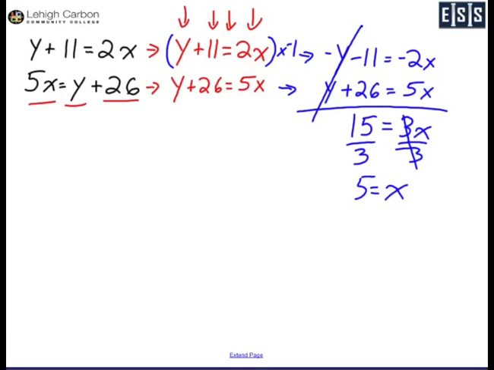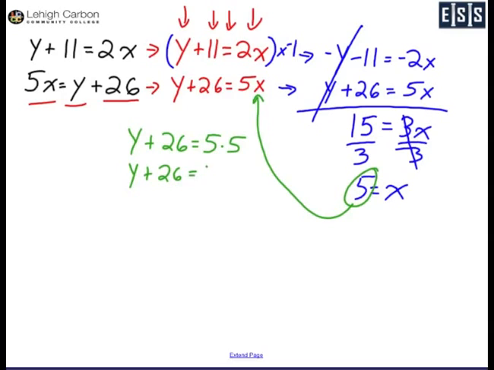So now I can take this and solve for y. So I'm going to take my 5. Let's use this equation. Y plus 26 equals 5 times 5. Y plus 26 equals 25. Subtract 26 from both sides, and I get y equals -1. So the solution to this system, my x was 5, my y is -1.